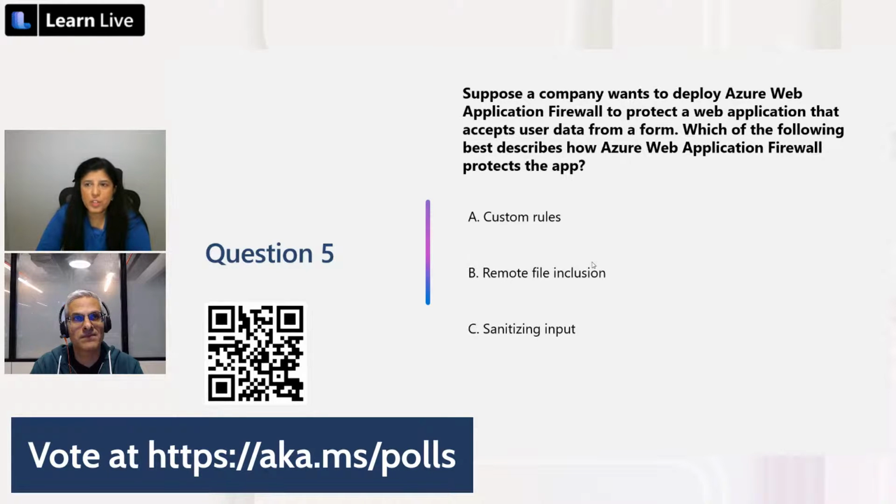Suppose a company wants to deploy a WAF to protect a web application that accepts user data from a form. Which of the following best describes how Azure WAF protects the app? Interesting question. Let's see what our users are saying.